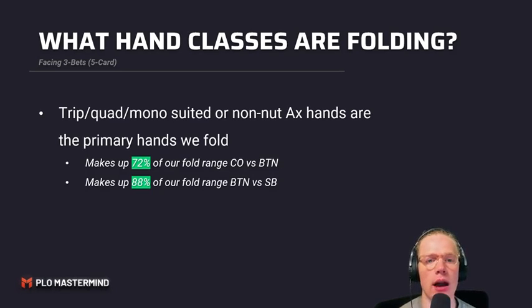So it's really important that when you have a hand that you're not sure about pre-flop, when you face a 3-bet and you don't know whether to call or fold, if you have either a trip, quad, or monotone suited hand, or a non-nut ace X hand, you probably need to be very, very cautious with regard to continuing with those particular hands.